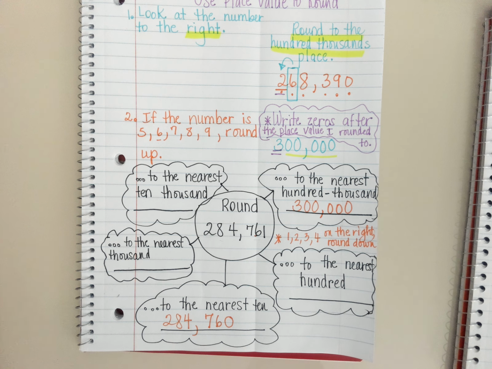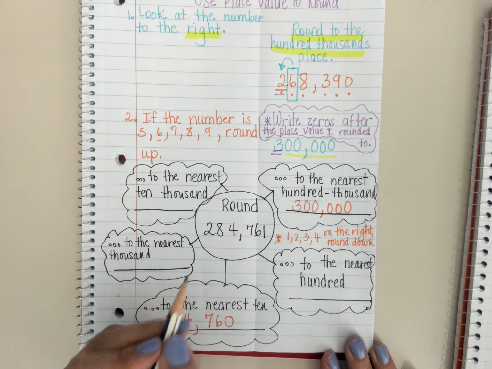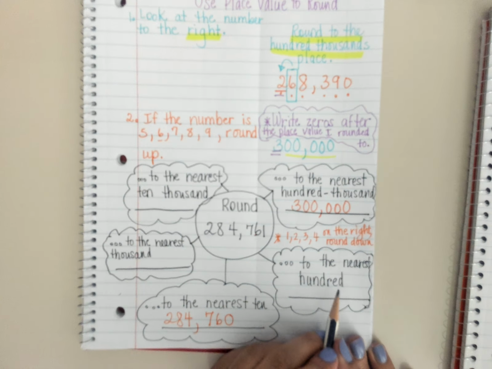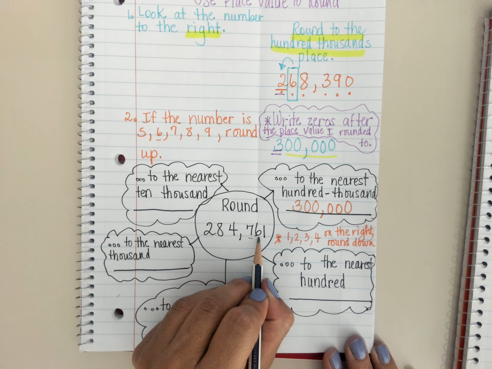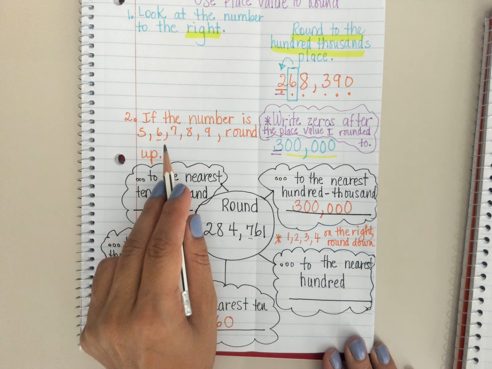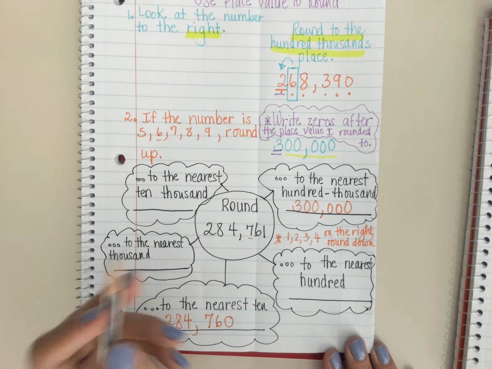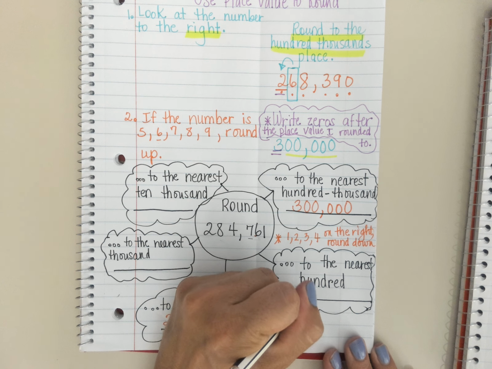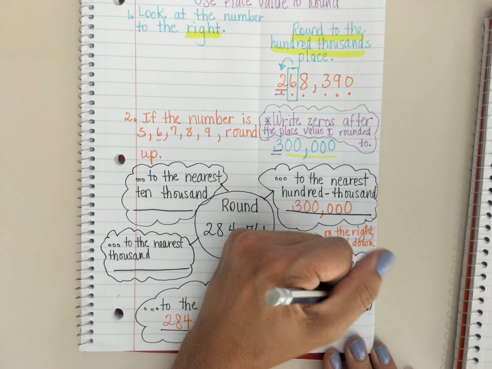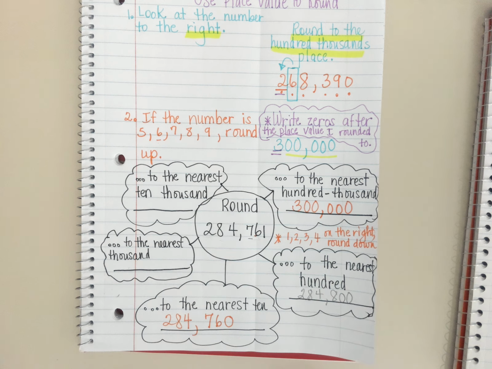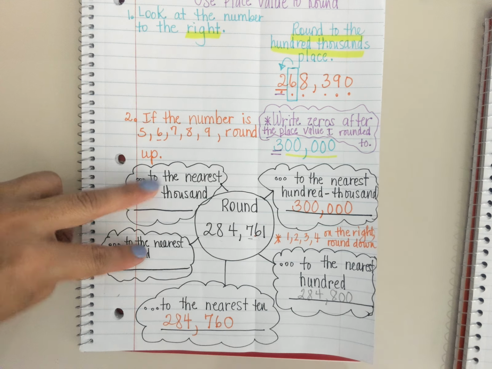Okay, and I'm going to do this last one. We rounded to the nearest 100. I underline the 7. I look at the neighbor to the right. It is one of the large numbers, so I round up. And the answer is 284,800. Hey, I wrote in pencil. You have 2 left to do without me.